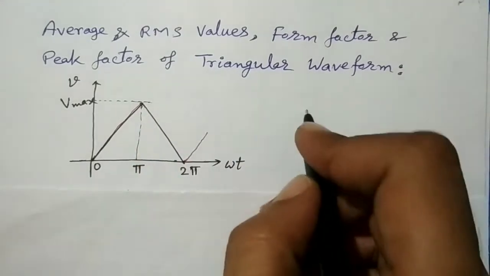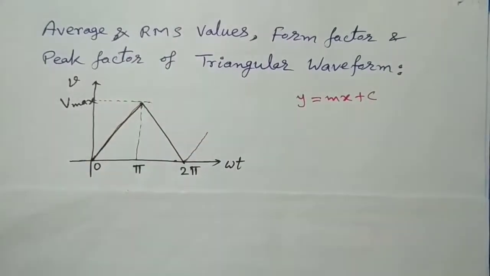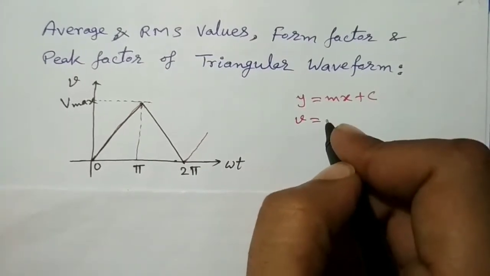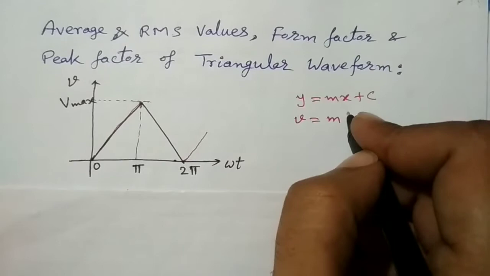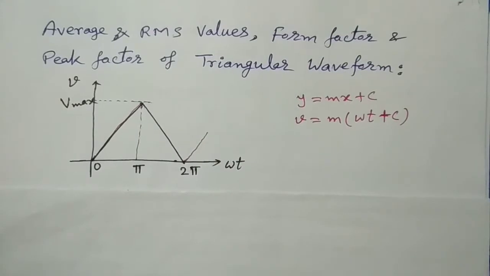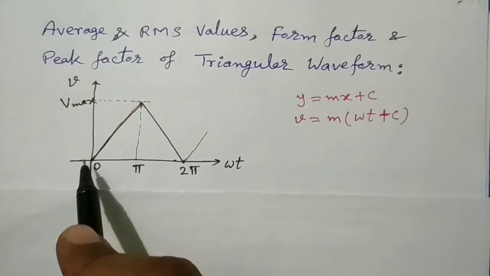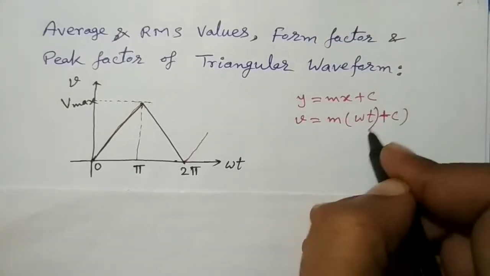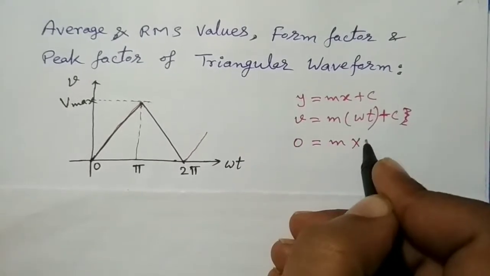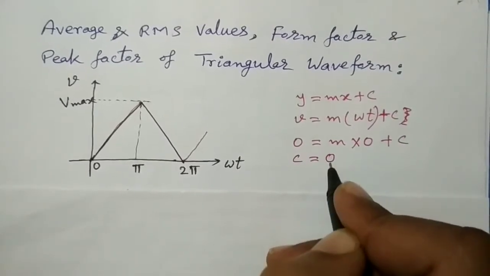Therefore, a straight line can be represented as y equal to mx plus c. Here the value on the y-axis is v, m is the slope, and on the x-axis it is omega t, plus c. When the value of omega t equal to 0, the voltage will also be 0. So if we put v equal to 0, omega t equal to 0, from this we will find the value of c, that will be 0.